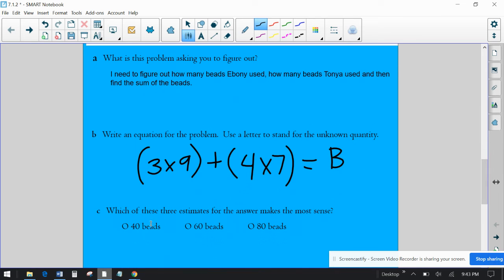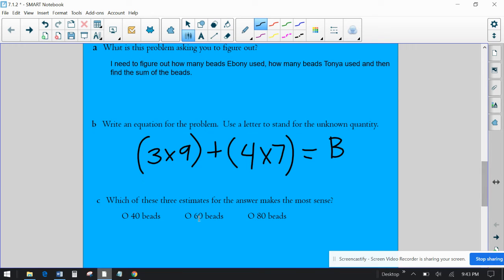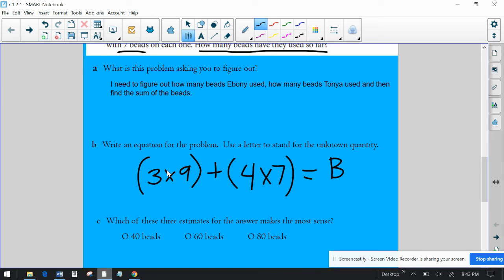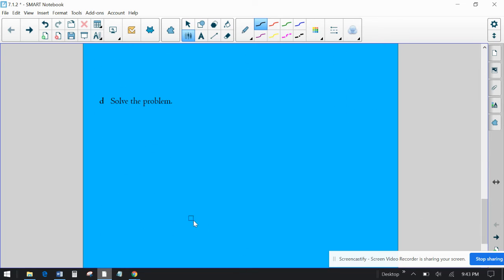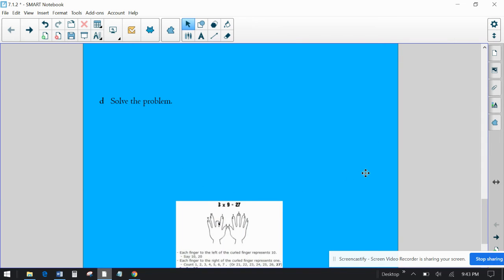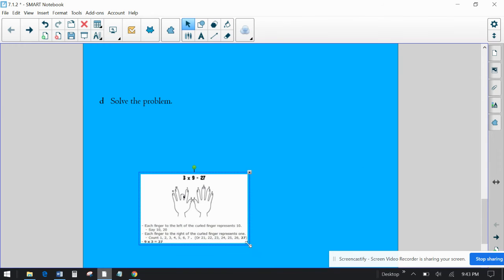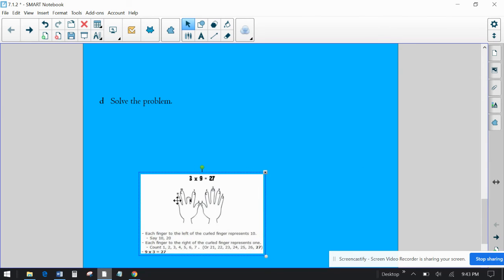Now this one actually has another little step here, problem C. It says, which of these 3 estimates for the answer makes the most sense? 40, 60, or 80 beads? Well, let's think about this. So Ebony did 9 times 3. Let's go down here. I think I have the 9s trick somewhere down here. Yeah, I did. So 9 times 3, if you have your fingers out and you put your 3rd finger down, we have a 2 on this side and a 7 on this side, so 27.